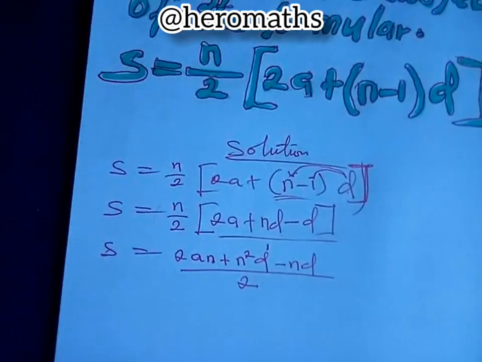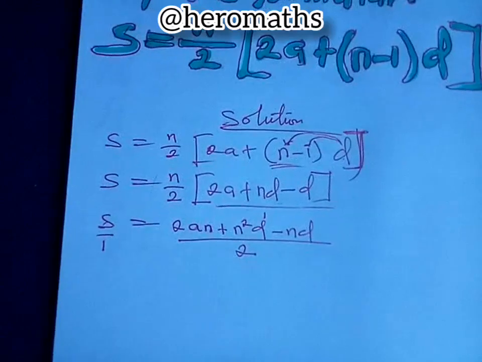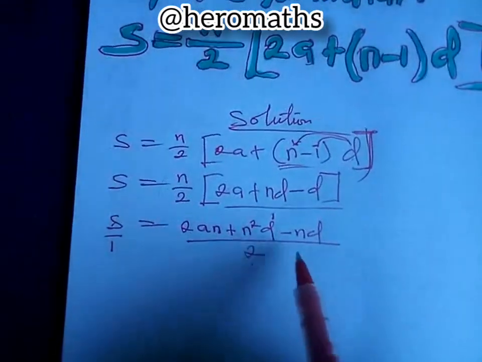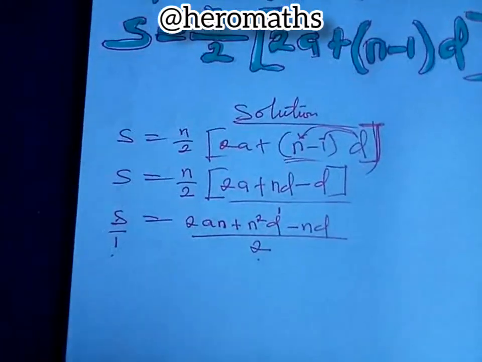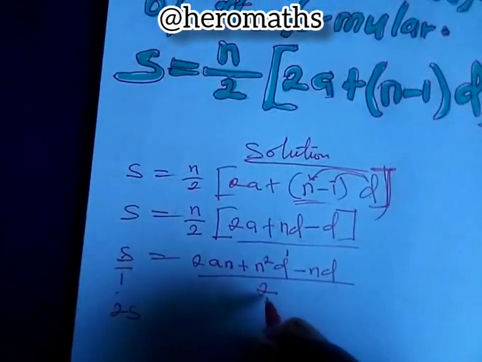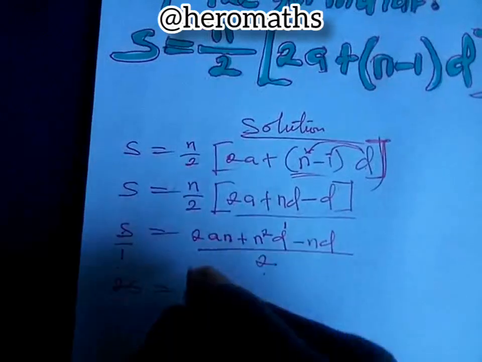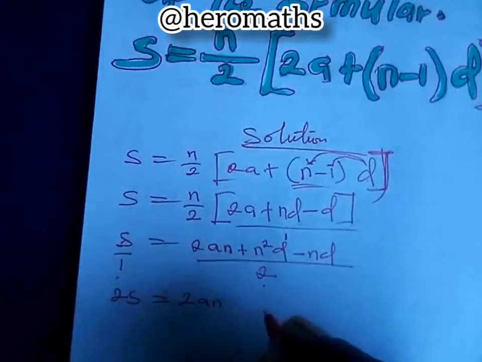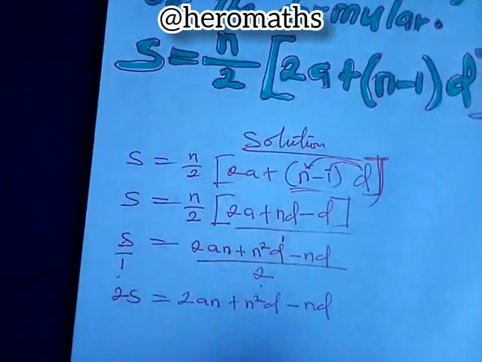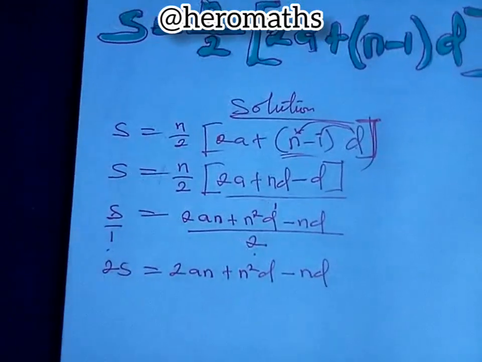What are we going to do next? We do cross multiplication. This is dividing by an invisible one. We must know this. By doing cross multiplication, the S will multiply the down and the up will multiply this. That will give us 2S. This S times 2 will give us 2S is equal to the whole of this times 1 will still give us the same thing, which is 2na plus n squared d minus nd. So that is what we have there.